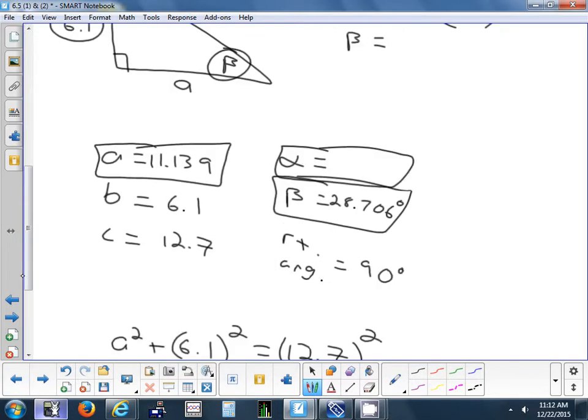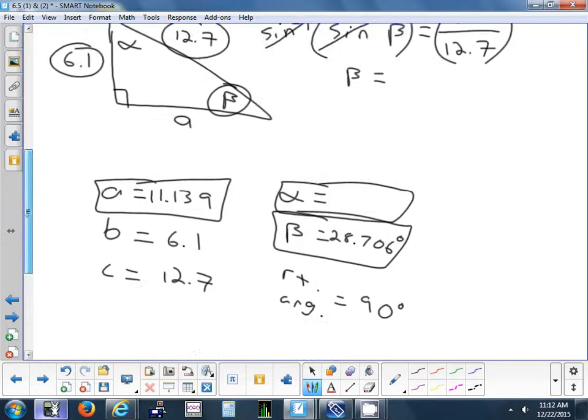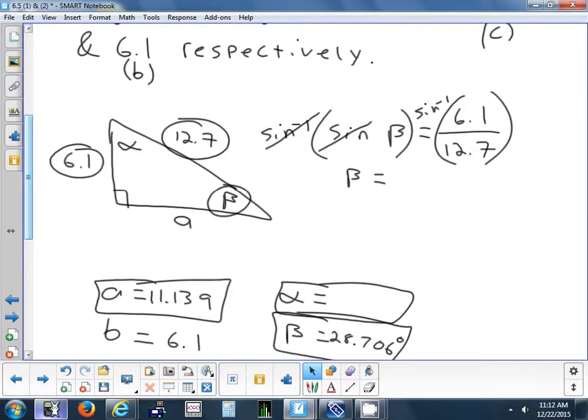All right, so now if we were running out of time and it was a test, technically you know two angles. You could add them up and subtract from 180. But if beta is wrong, then alpha would be wrong as well. So let's find alpha by focusing on those three.